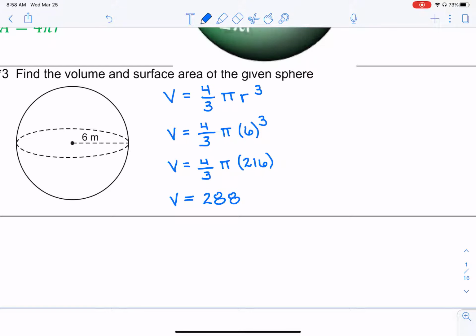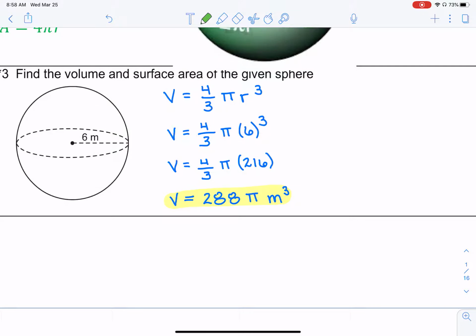288. And then we keep our pi. And we are working with meters, so this is going to be cubic meters because it is volume. Okay, that one is your volume formula.